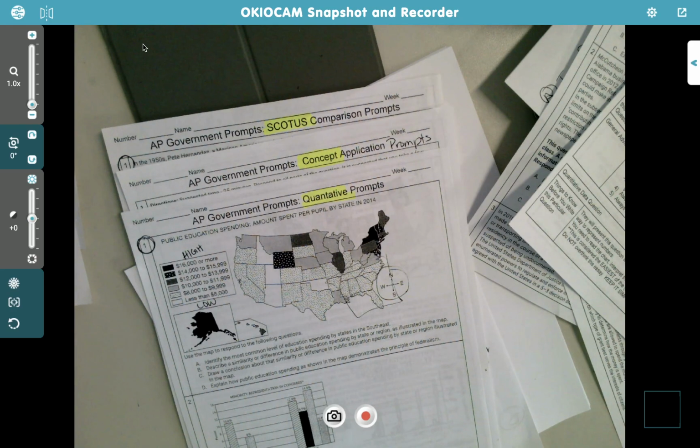So, look at your prompts, look at SCOTUS, and circle number 1. You are doing concept number 2. So, look at your concept prompts. That's why we highlighted it. And then you are doing quantitative number 1. Quantitative number 1. You are entirely responsible for knowing what essays I've selected and what is responsible.